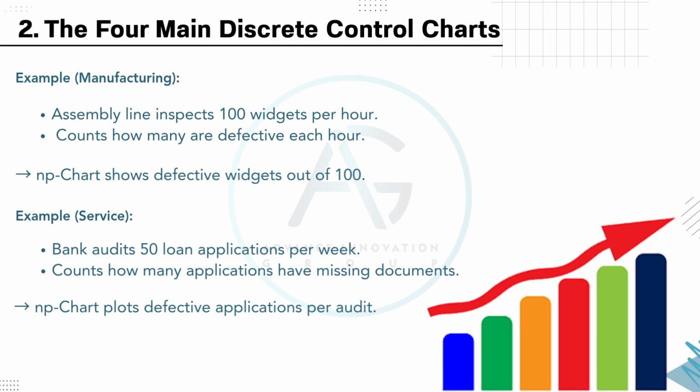Service. Example: a bank audits 50 loan applications every week. They check for completeness and note how many have missing documents. Again, since the audit size is always 50, we use an NP chart to plot the number of defective applications, ones with missing info. Both examples highlight the core rule of using NP charts. You have a fixed sample size, and each item is judged as defective or not, a binary outcome. So anytime you are evaluating how many items failed in a fixed group, the NP chart becomes your tool of choice.